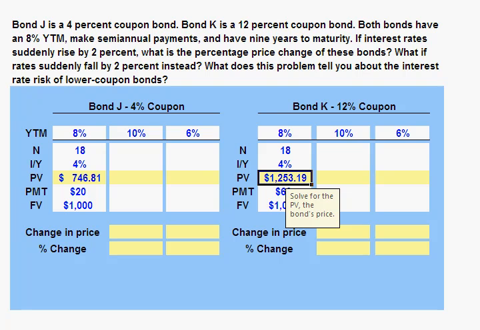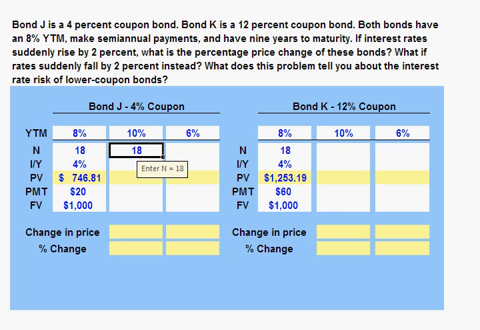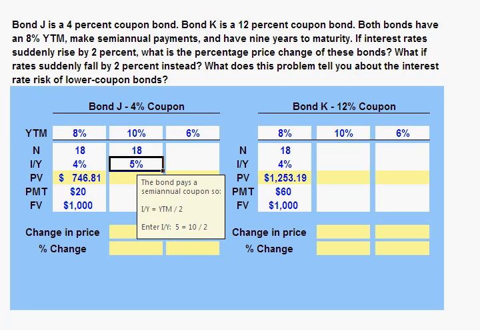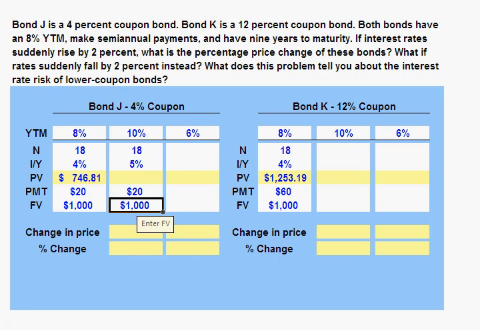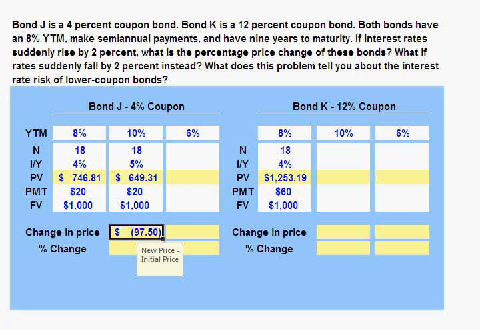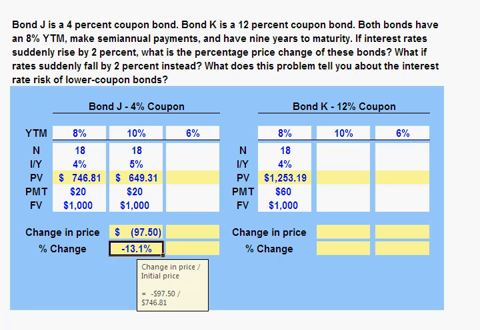When interest rates increase to 10%, the value of both bond J and bond K will decrease. Let's go ahead and consider bond J. The number of periods remains 18. Our interest rates increase to 10%. We will enter 5, which is our 10% yield to maturity divided by 2 for the interest rate. The coupon remains the same at $20 per semi-annual payment, as does the face value. The price of bond J will decrease to $649.31. This is a decrease in value of $97.50, or a 13.1% decrease in the value of bond J.